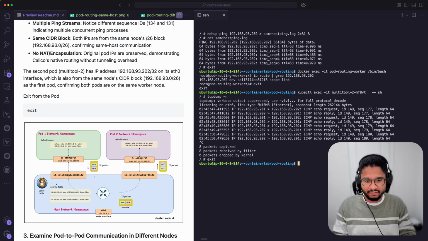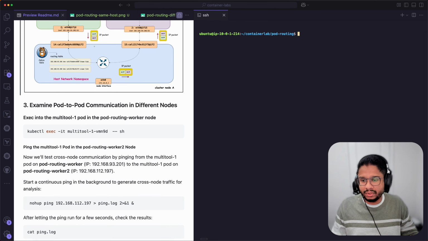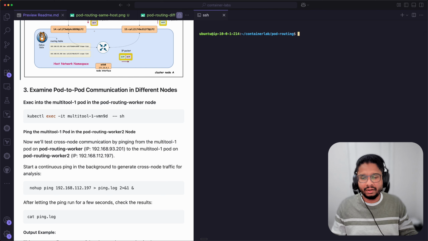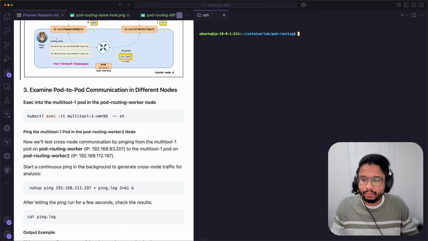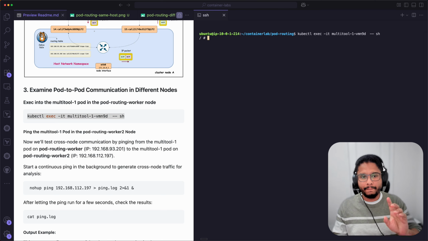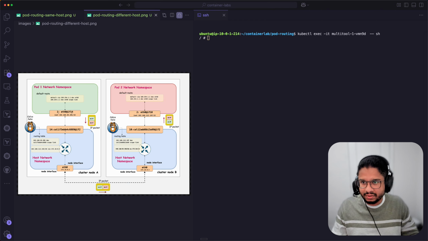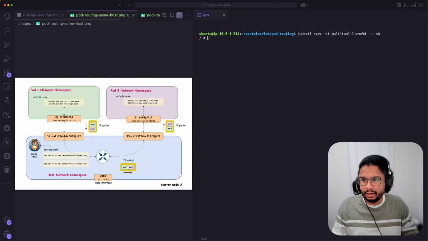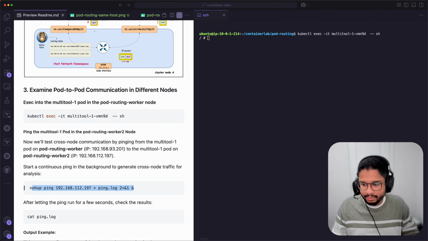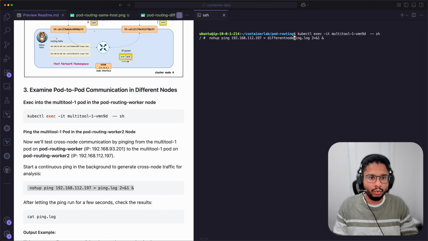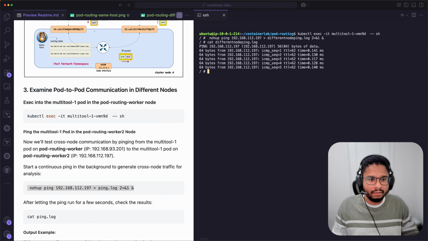So let's exit from this, and now let's go to the second scenario, which is pod-to-pod communication for pods scheduled in different nodes. For this second scenario, we're going to exec into the same multi-tool 1 pod in node 1. If I go to this diagram, I've exec'd into this pod, and we're going to initiate another continuous ping. So let me copy this command, and I'm just going to change this log file, let's say, to different node ping. All right, and let's initiate that ping. And if we do a cat on that particular log file, we can see that the pings are successful.